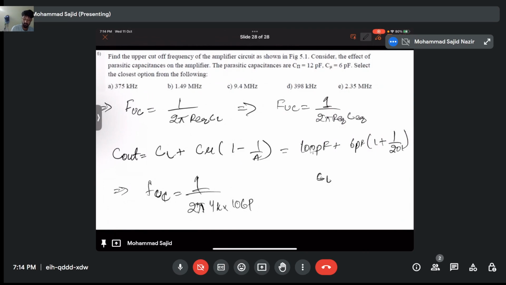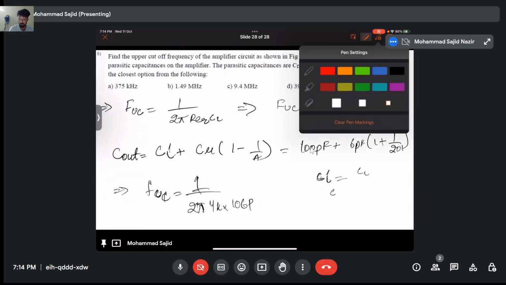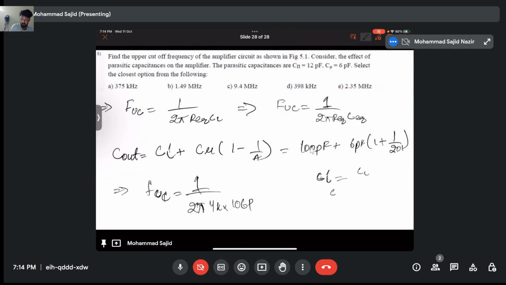Let me call it CL dash. CL dash is actually CL in series with C2. So CL dash is equivalent to CL C2 divided by CL plus C2. Solve this, you will get CL dash as nearly equivalent to CL. That's why I directly used 100 picofarad here.